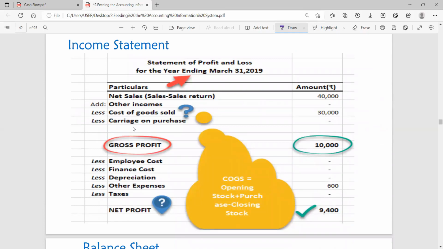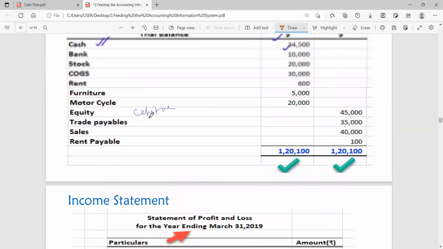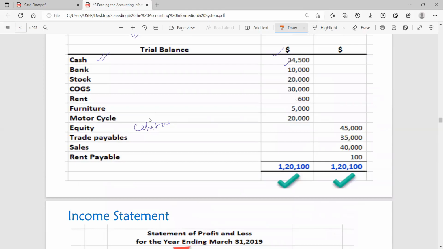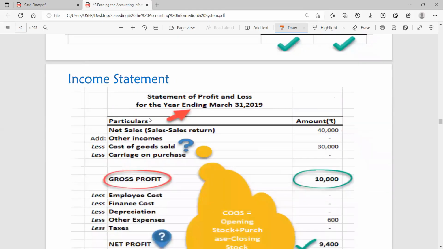As we know the format of the income statement, accordingly we just have to put the figures at the appropriate places. Net sale: here there is no return, so we will take just the sale figure. The sale figure here is 40,000. 40,000 we'll be taking here. There is no other income at all.